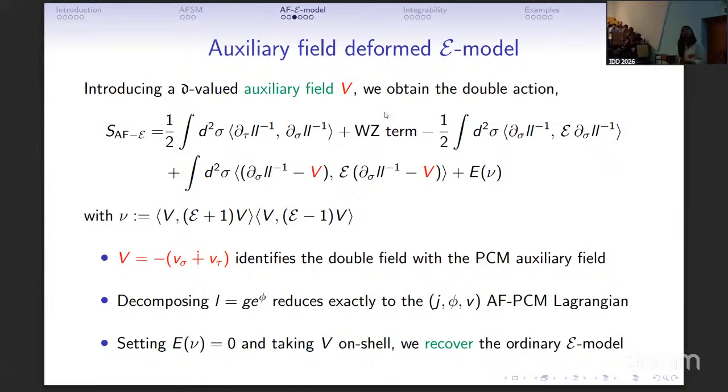All right, and just as we saw in the case of the auxiliary field sigma model, at the PCM level as well, the check is that once you turn off the interacting function and integrate out the auxiliary fields, you should be able to recover the E model or the PCM that you started with. So the same thing happens here as well. If we set the interacting function to zero and take V on shell, we would recover the original E model.